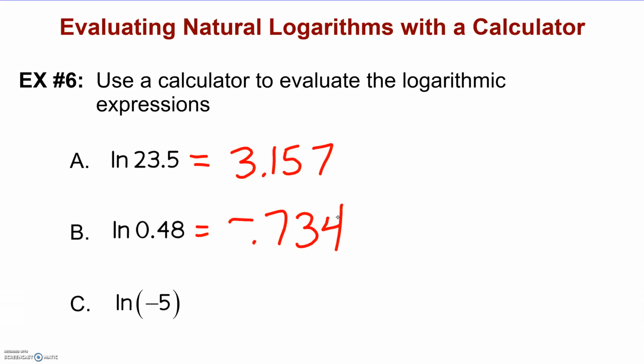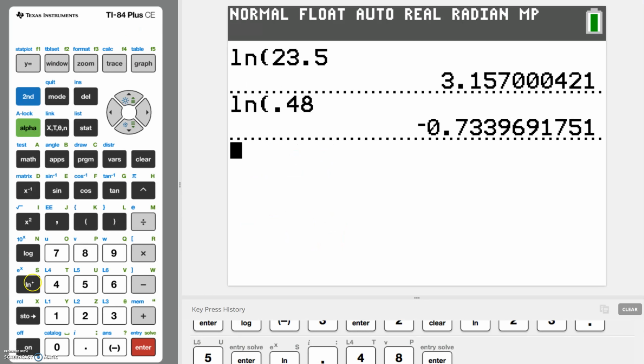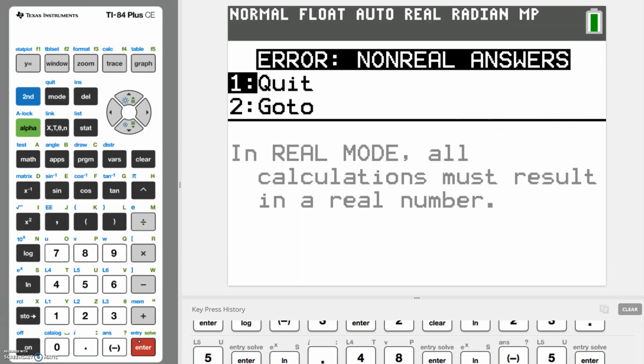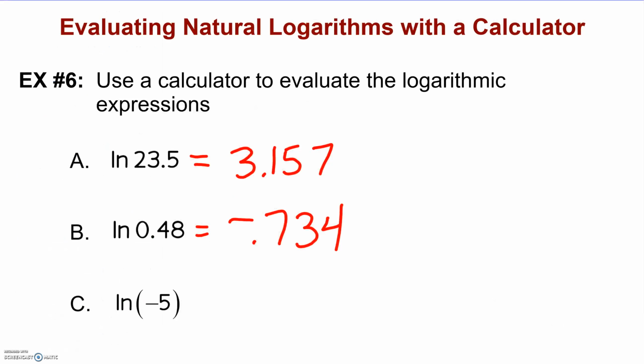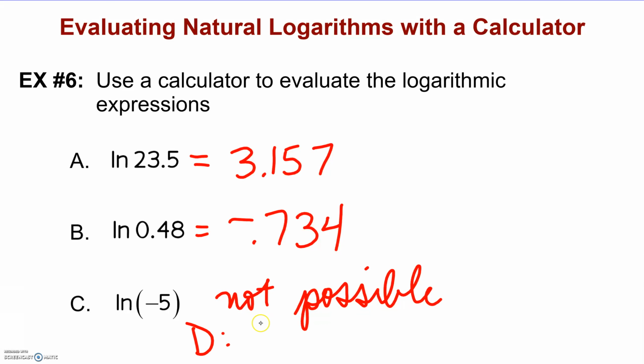If you try to do the natural log of -5, hopefully you remember what will happen here. We get an error, again, another non-real answer. You can't take the log of any base of a negative number. So this is not possible. And again, that's because the domain of all log functions is going to be 0 to infinity if it's just a basic log function. So -5 is not in that domain there.